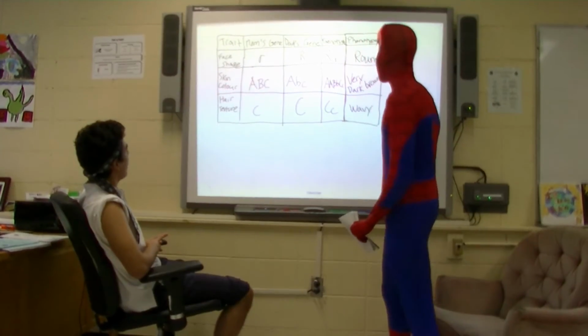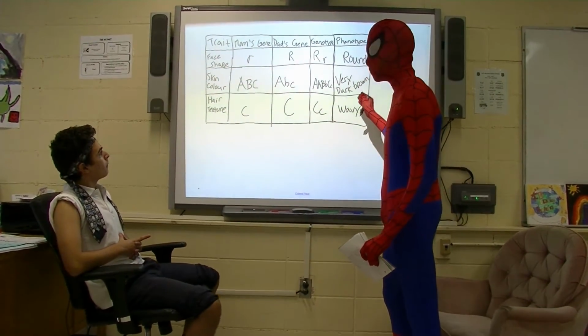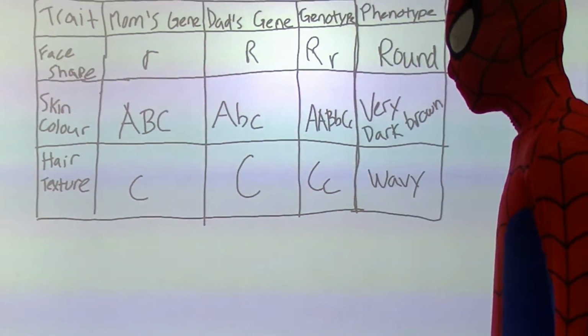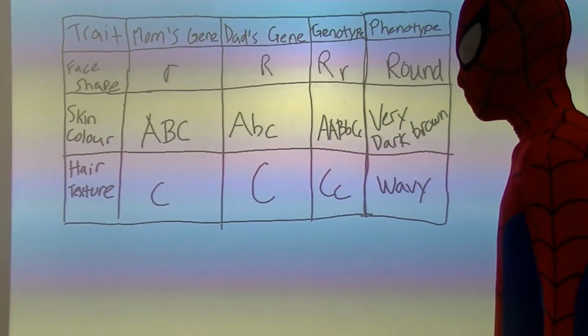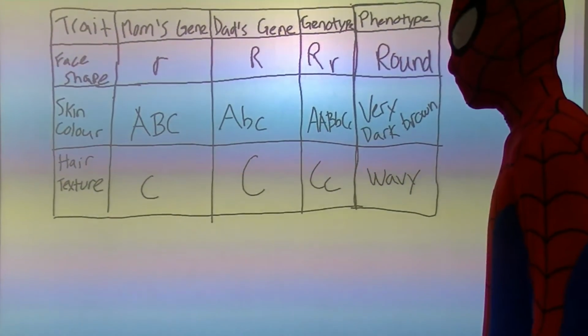This is all very, very interesting. Basically, this is what our kid would look like. A round face, very dark brown skin, and wavy hair. Okay. So he's gonna have a round face. Why a round face? Just because he feels like having a round face? Because I have a round face, and I'm the dominant gene.